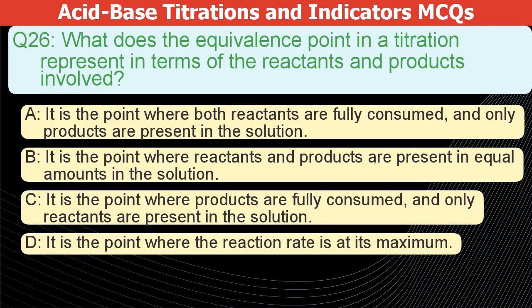What does the equivalence point in a titration represent in terms of the reactants and products involved? A. It is the point where both reactants are fully consumed, and only products are present in the solution. B. It is the point where reactants and products are present in equal amounts in the solution. C. It is the point where products are fully consumed, and only reactants are present in the solution. D. It is the point where the reaction rate is at its maximum.